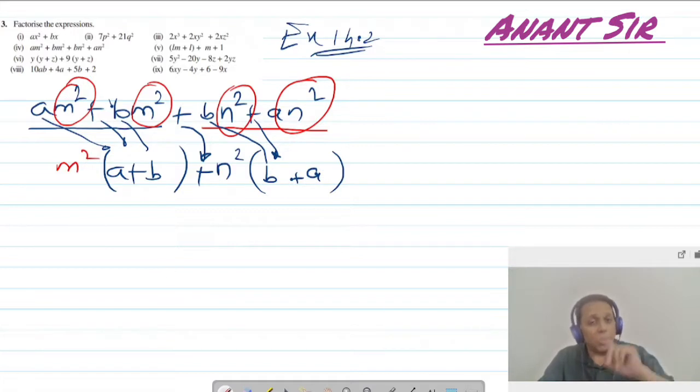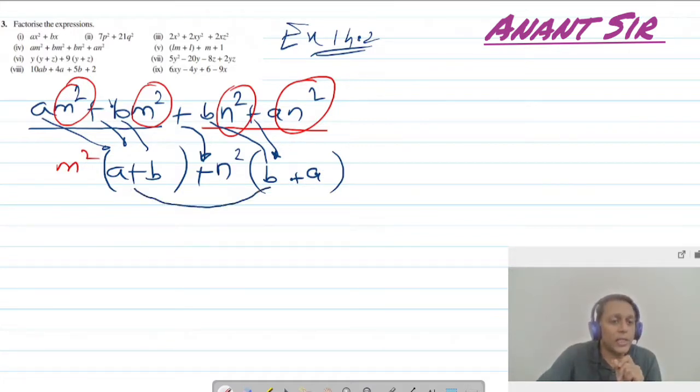As we have seen in the previous video, I had told that these two brackets must be same. If they are same, then consider that your question is correct. So now a plus b is same as b plus a, right? There is no difference. You must be knowing the commutative property.